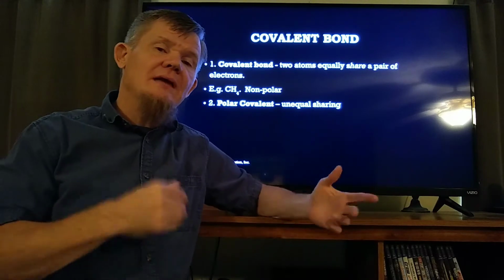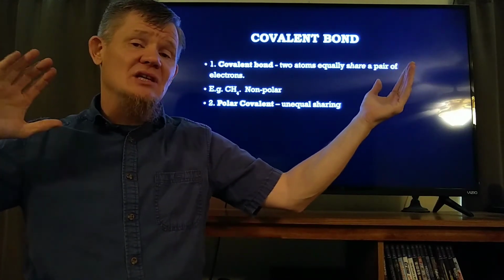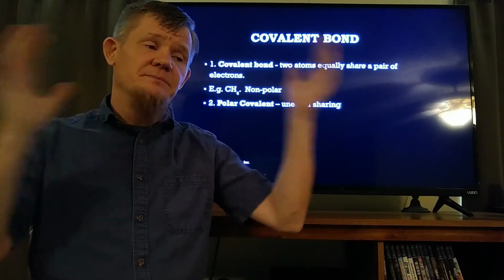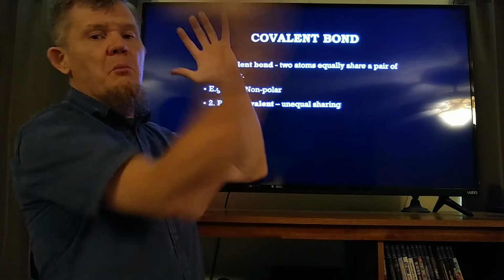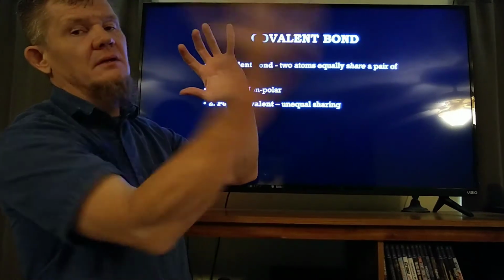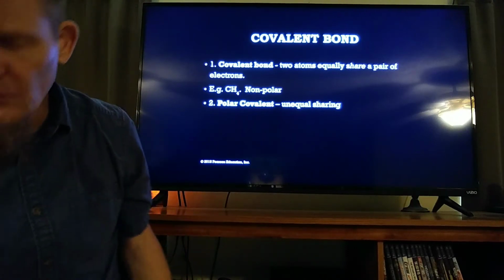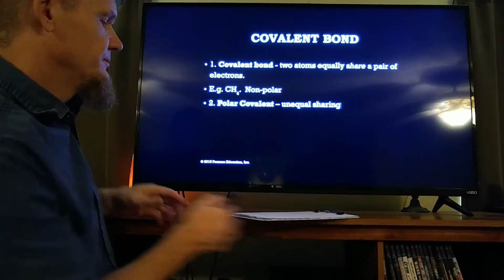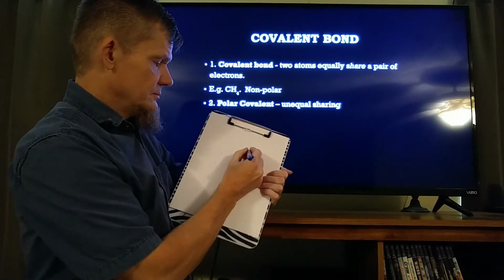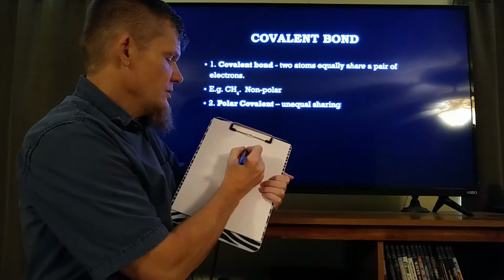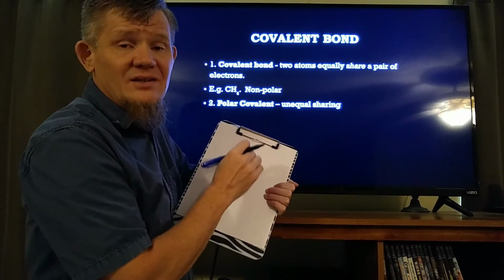So a covalent bond means the outer shells of these two atoms that are engaging in a bond together basically fuse together. And so the electrons will then orbit both of the nuclei. A really good example of this is methane. So here's carbon, and here's one of the electrons in its outer shell that it is willing to share.